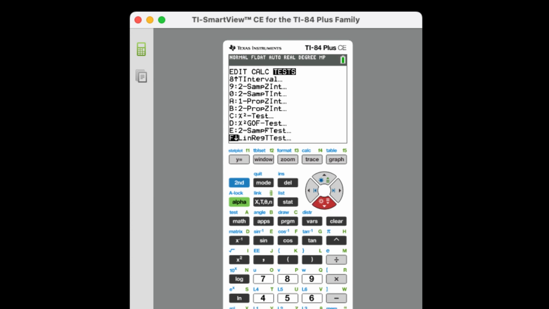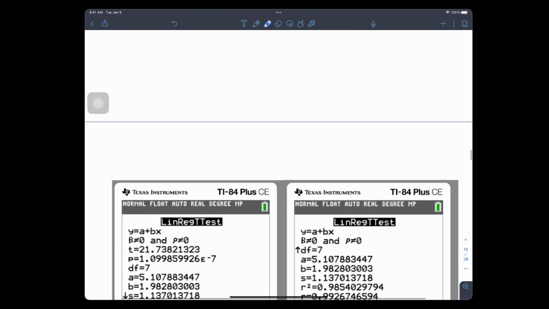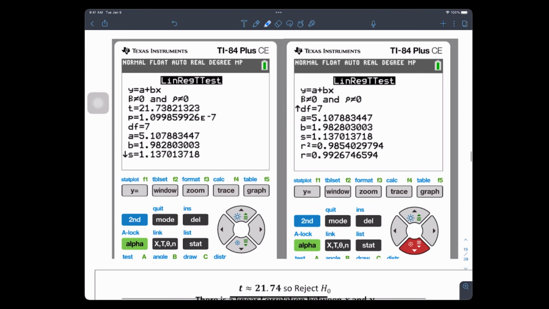There it is. Make sure it's on L1 and L2. It will be. Don't change the frequency. Make sure it's on a two-tail test. Calculate. Ladies and gentlemen, if I scroll up and down, I can get all the data values I need because there's a lot of information here. I summarize that even in the notes. There's your notes.